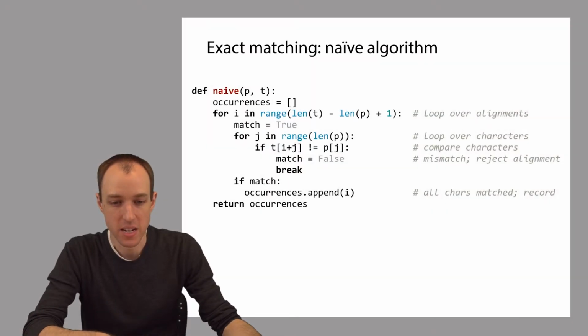Here's an implementation of that idea in Python. We'll see it again in a practical session that follows this. This function is called naive because this algorithm is sometimes called the naive exact matching algorithm. It takes two arguments, the pattern P and the text T. We initialize a list, occurrences, to be empty at first. We'll eventually fill it with all of the offsets where P matches T.